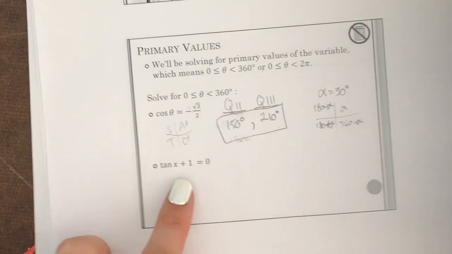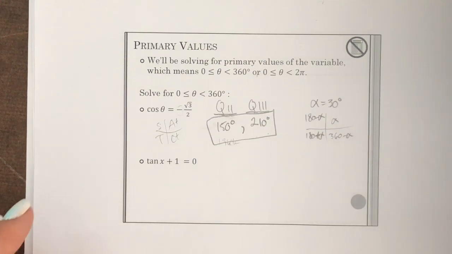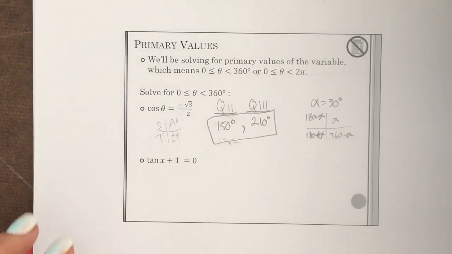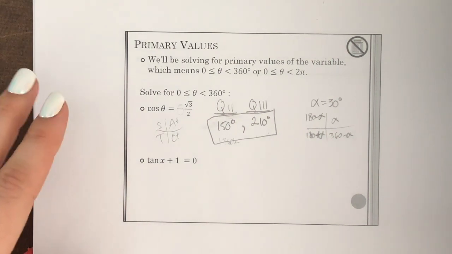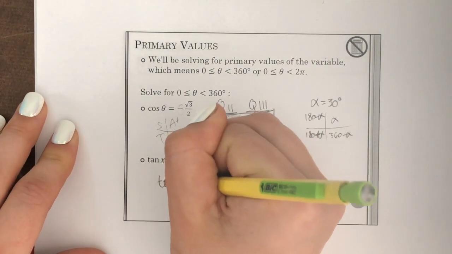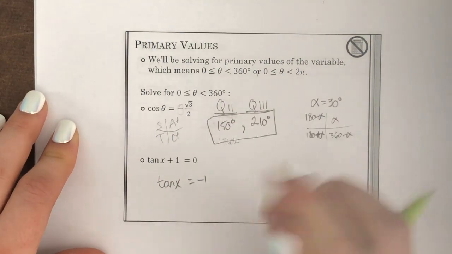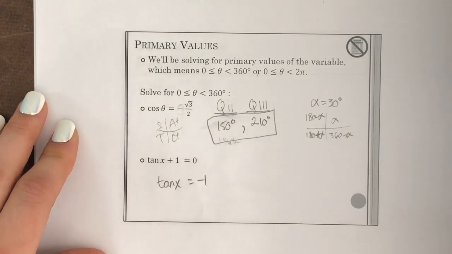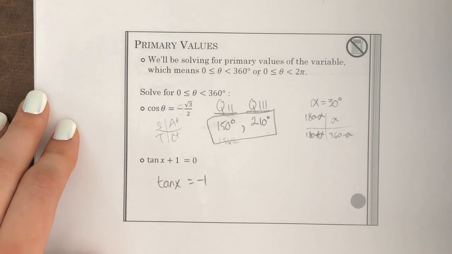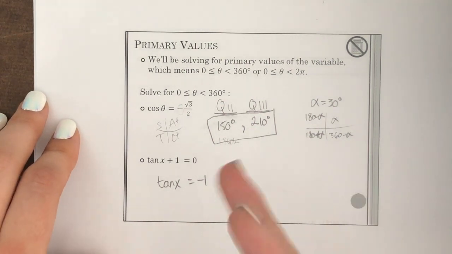All right, so let's do this next one. Tangent x plus 1 equals 0. This isn't a quadratic, so I actually don't want it equal to 0. So I'm going to subtract 1 from both sides. Tangent x equals negative 1 to make it look like the one up there. So now you just have to think about, where is tangent of x equal to negative 1? So we have our 2 things we have to consider.